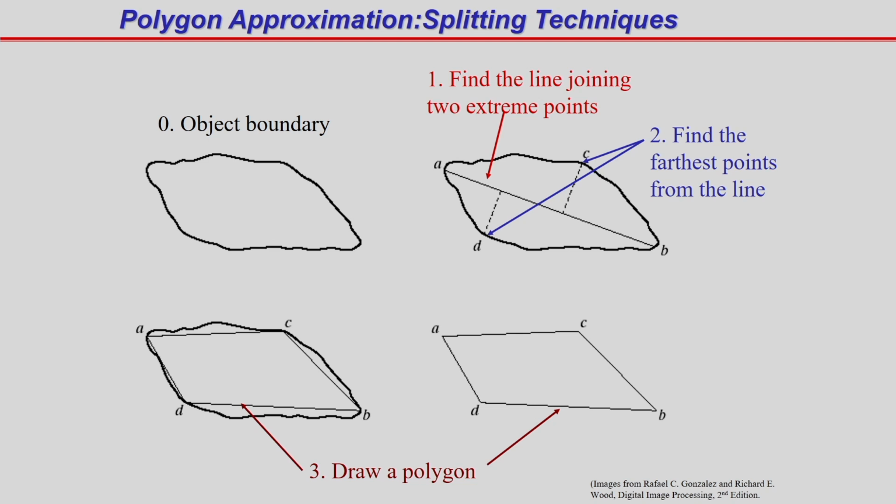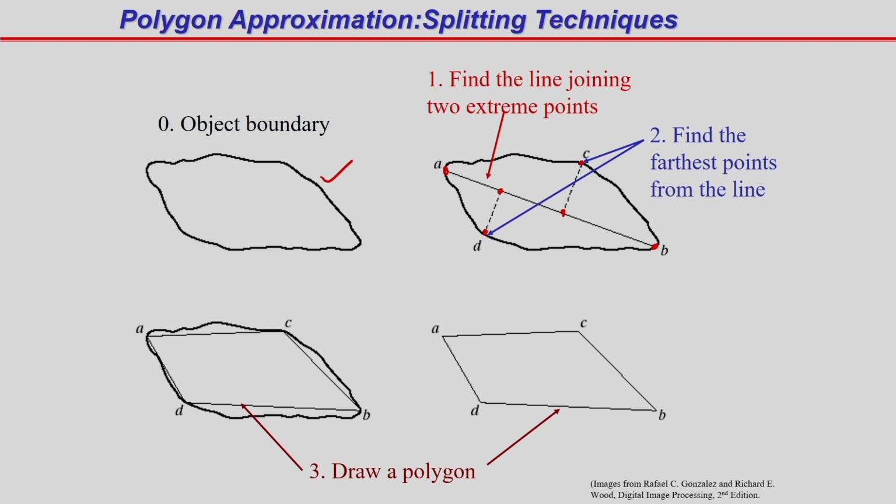So here you can see I am considering one arbitrary boundary, the object boundary, and in this case you can see, find a line joining two extreme points. So these lines, if you see the line connecting A and B, and also I can determine this distance, and this distance also I can determine.